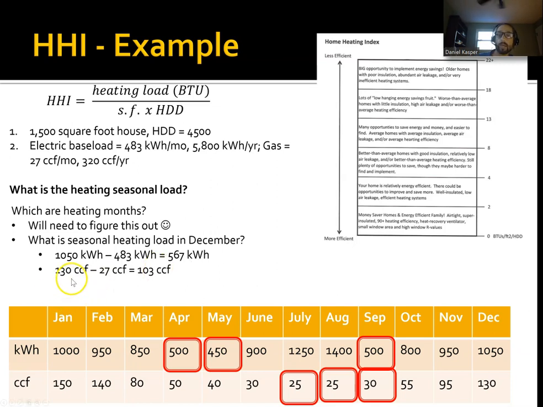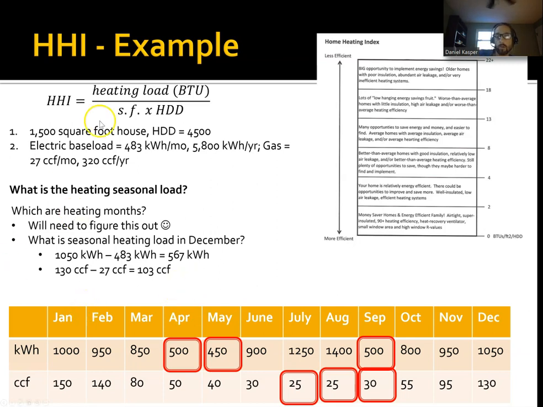And then for gas, 130 CCFs is our energy use. Our base load is 27 CCFs, so our seasonal load in December is 103 CCFs. Again, we're just going to assume that that's all heating. Like I said, this is an approximation, but it does give you a good sense.